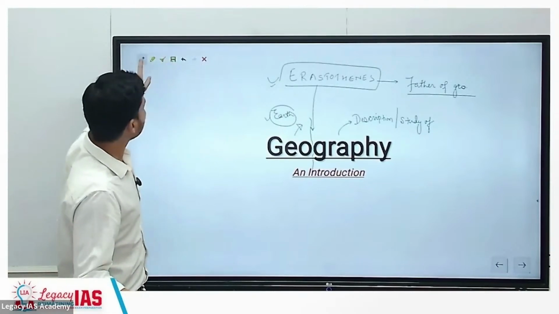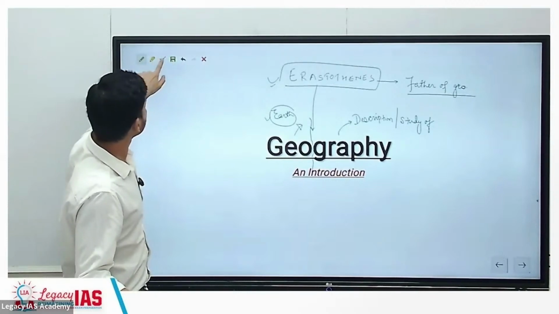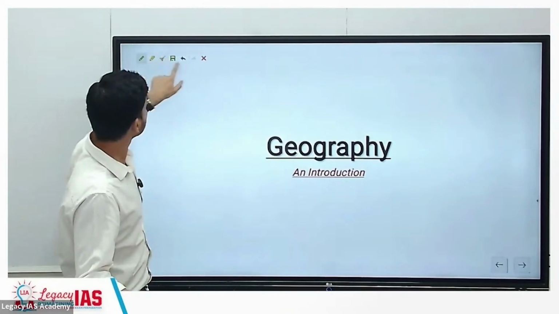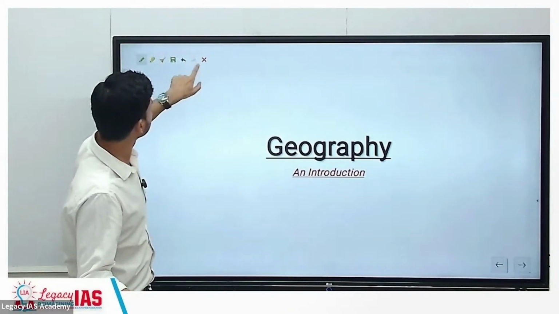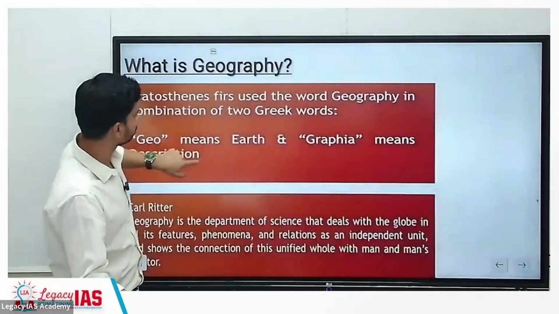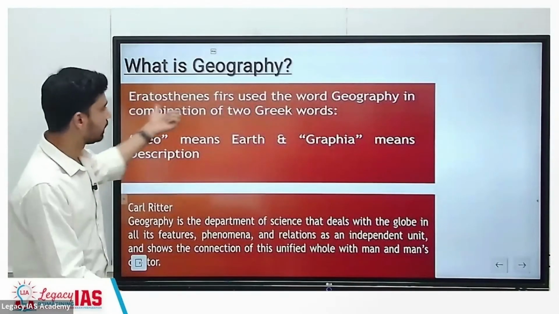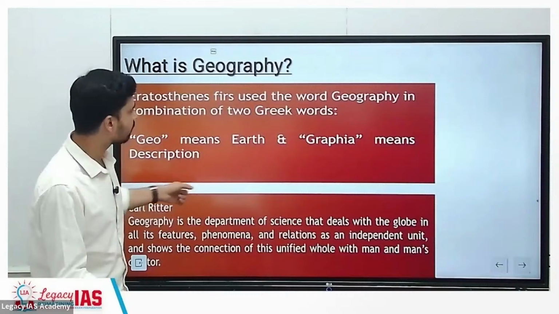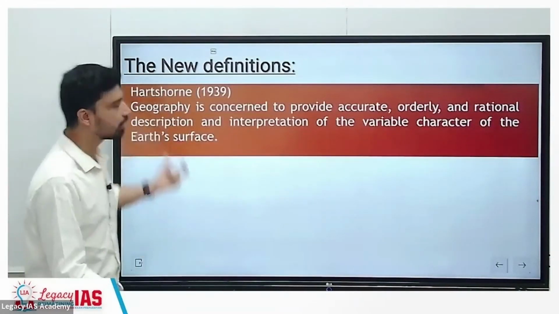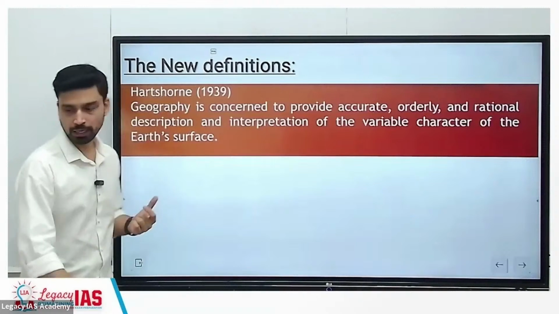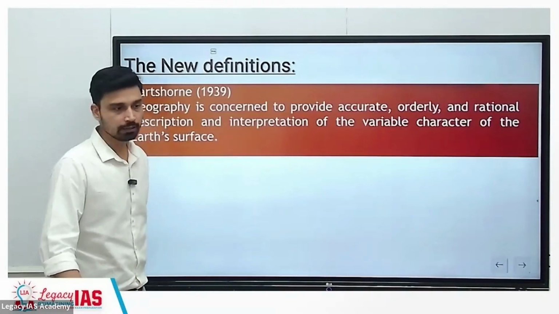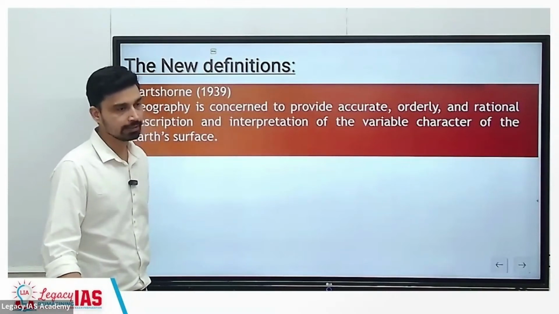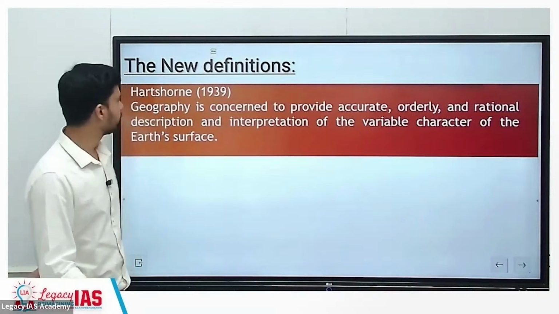Okay. Now a few other definitions we can write. This we already have discussed. This is the definition. The second definition is not very important. Carl Ritter was there. The modern definition was given by Hartshorne. This is something you should remember. If you have to write the definition anywhere, this is the actual definition that is more current and more elaborate in nature. This is what you should write.